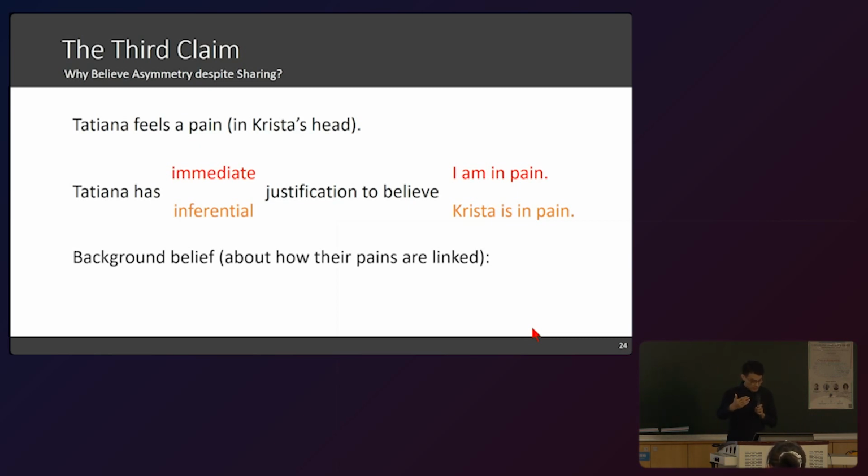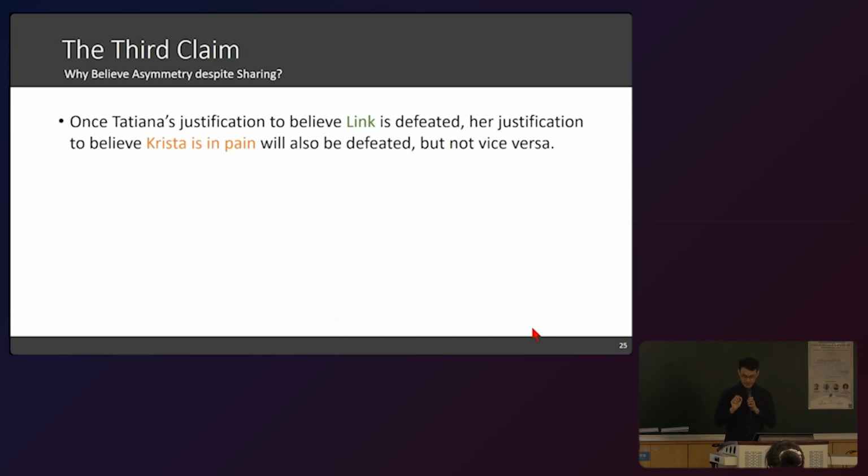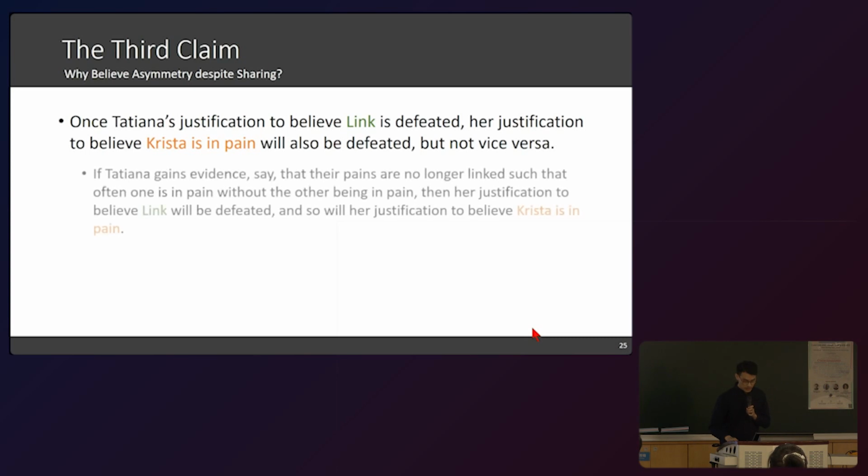So given her past experiences, she's likely to have the following background belief, Link: normally, if one twin feels a pain in a body part, then the other twin feels a pain in that body part too. Now, the background belief Link here plays a crucial mediating role. Once Tatiana's justification to believe Link is defeated, her justification to believe Krista is in pain will also be defeated, but not vice versa. If Tatiana gains evidence, say, that their pains are no longer linked, such that often one is in pain without the other being in pain, then her justification to believe Link will be defeated. And so will her justification to believe Krista is in pain.